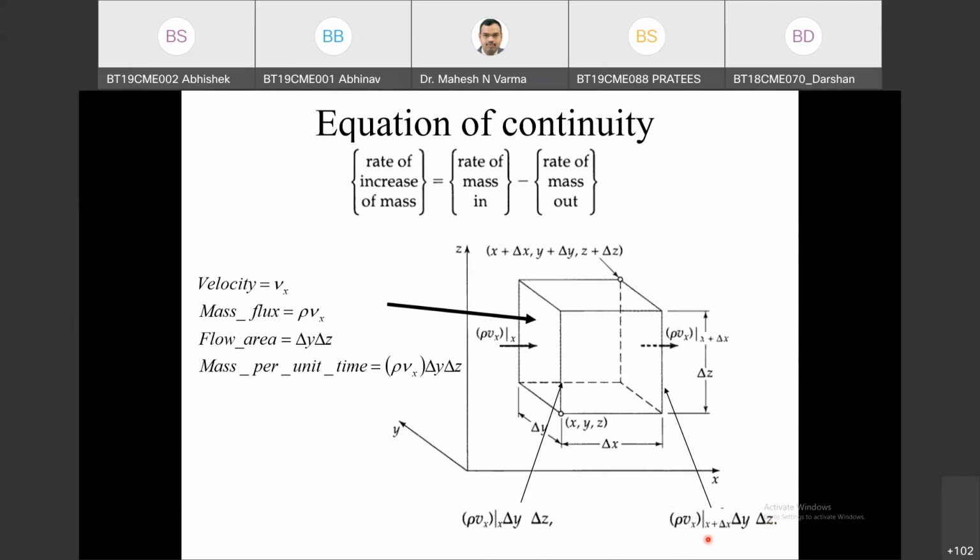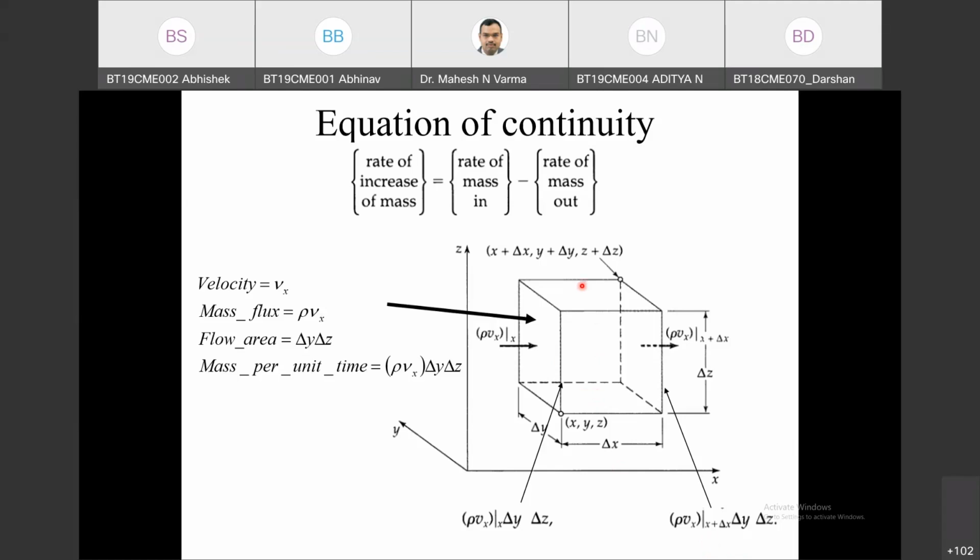What will be for Y direction? Roll number 4, Aditya. Yes, sir. For Y direction, the mass flux will be rho into Vy, as we are considering velocity as Vy, and the flow area will be delta x into delta z. So mass per unit time will be rho into Vy into delta x into delta z. For going in, it will be estimated at y, and for going out, it will be at y plus delta y. That is for Y direction.